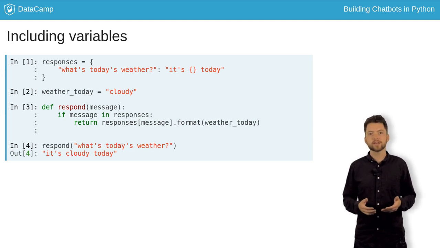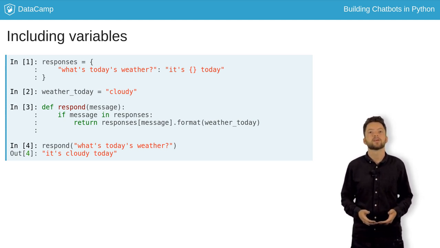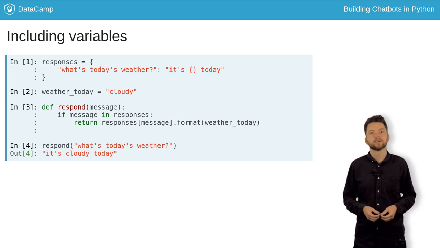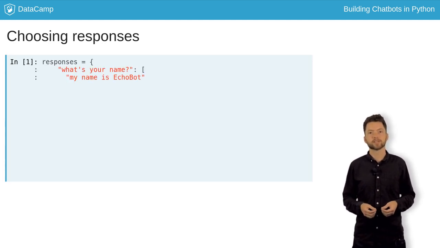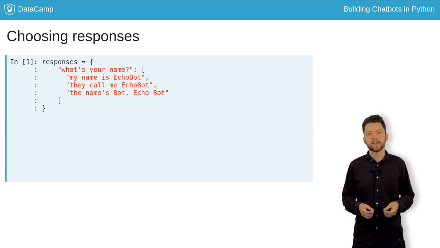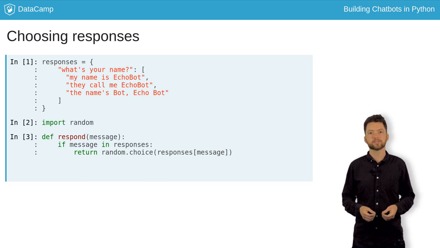Now, it quickly gets dull hearing the same responses over and over again. So it's a very good idea to add a little variety. To return completely different responses, we can replace the values in the responses dictionary with lists. Then, when you're choosing a response, you can randomly select an answer from the appropriate list. To do this, import random and use the random.choice function, passing the list of options as an argument.